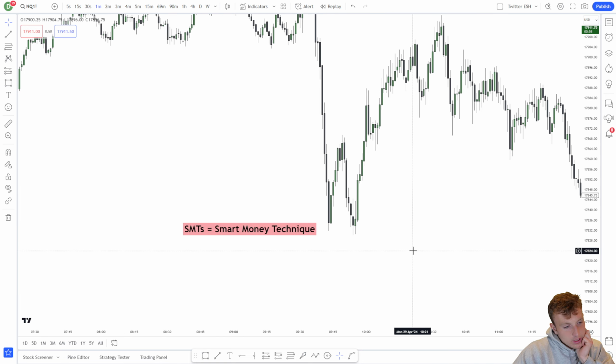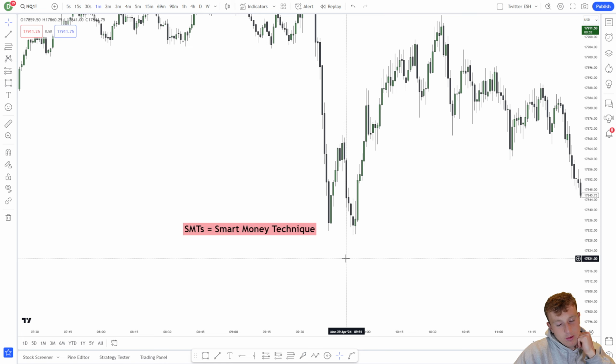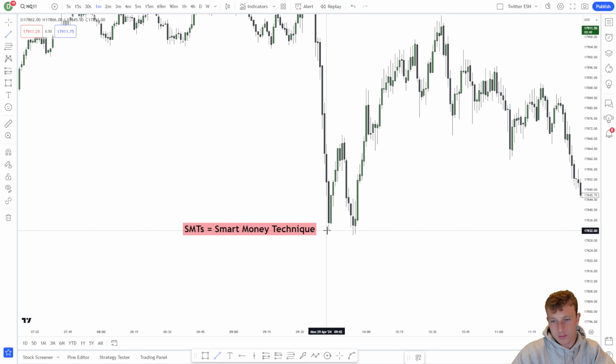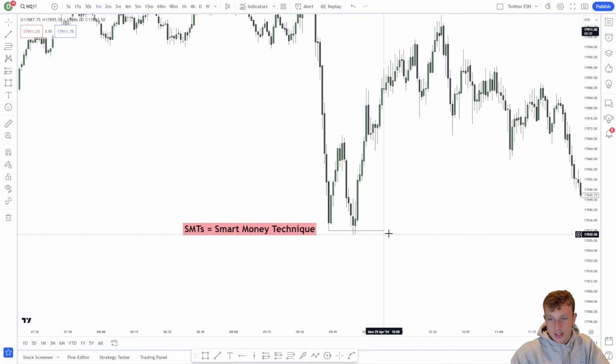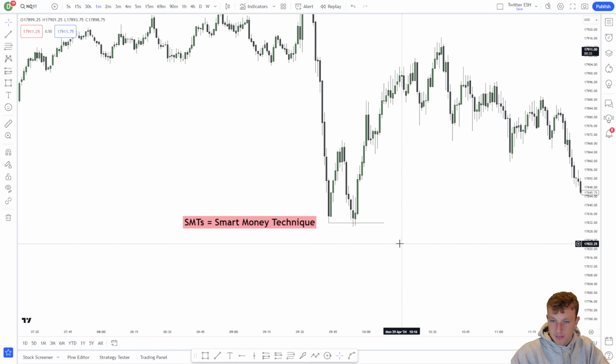Here's the thing. Some people say you always must have an SMT to take a trade, and some people don't care if there's one or not because maybe a liquidity sweep is good enough. I know people on both ends, and I'm not going to sway you to one end or the other. Some of you might only need SMTs for trades, and be like, if there's no SMT, I can't take the trade. And some of you might not need them.